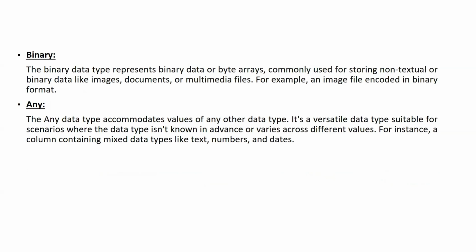The next data type is binary. In Power Query, the binary data type is a versatile tool for handling and manipulating binary data, which consists of sequences of bits representing information such as images, documents, or other non-textual information. This data type allows you to work with binary data in its raw form, enabling various operations and transformations to analyze and process it effectively.